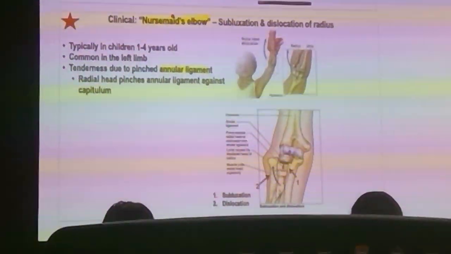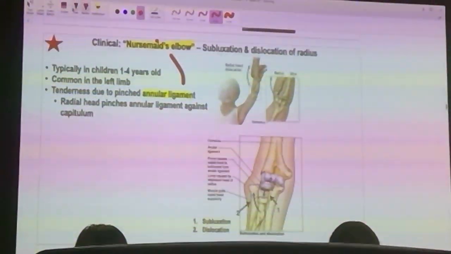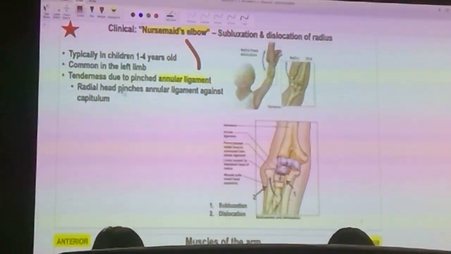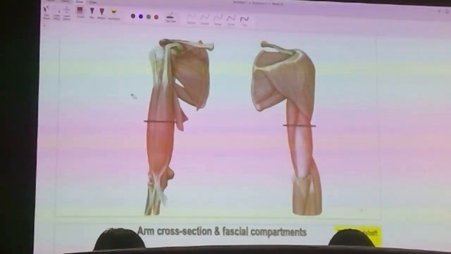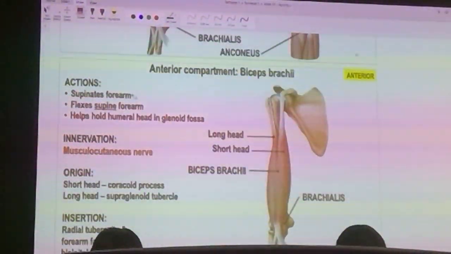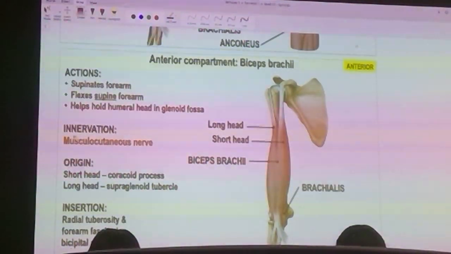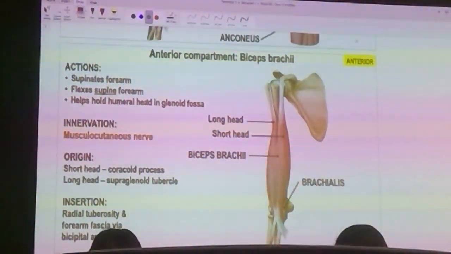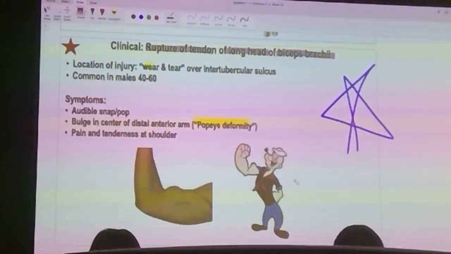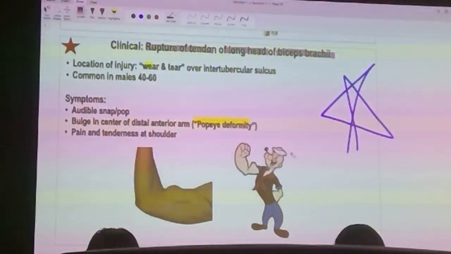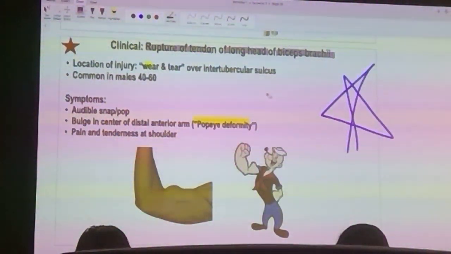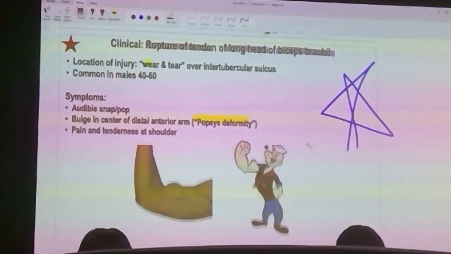And then nursemaid elbow damages the annular ligament. I'm gonna skip through the innervations and actions, but you have to know all of them for your practical. If you see a question about some guy lifting heavy weights and all of a sudden you can't flex his arm, then stop by the 20.